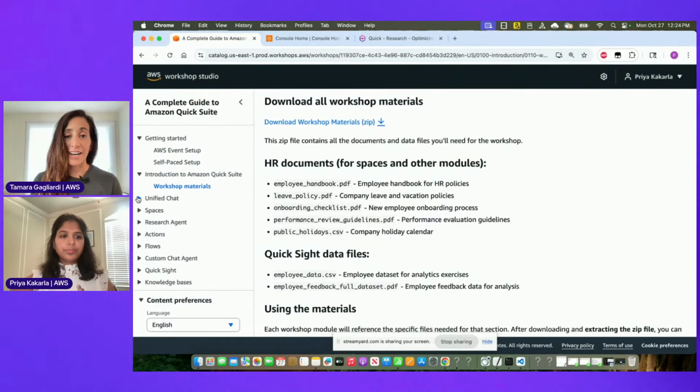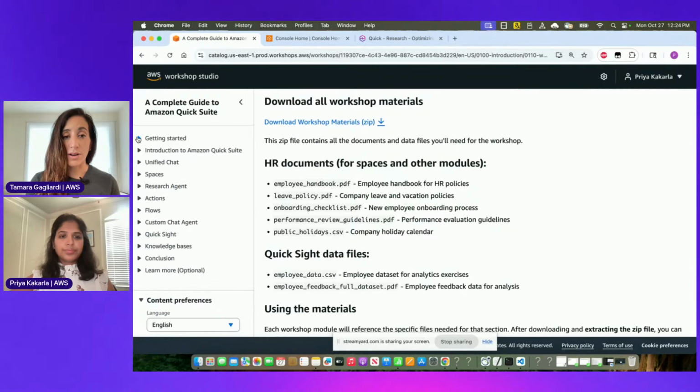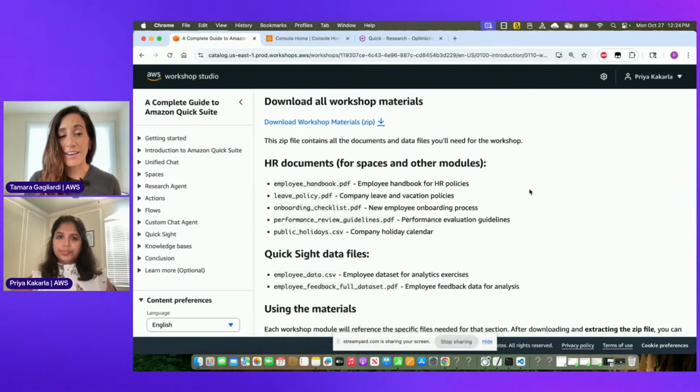Excellent. I think in terms of what we wanted to share for today's session, that covers in-depth agents, and we covered also flows. Priya, anything that you want to share on how others can continue to grow within analytics, within QuickSight, Quick Suite, or any closing remarks for our audience?